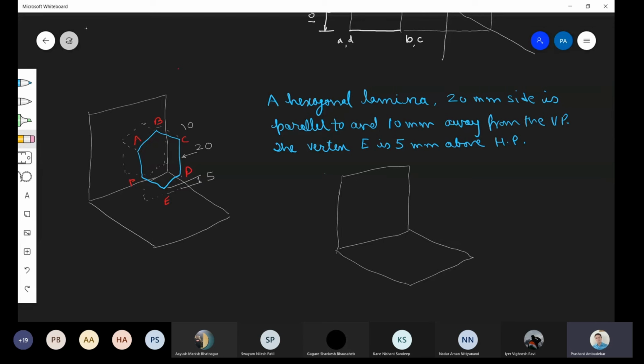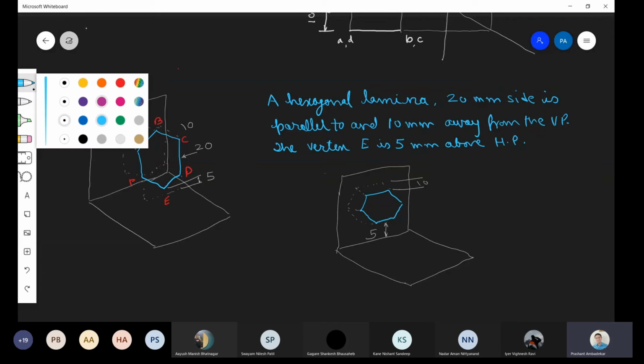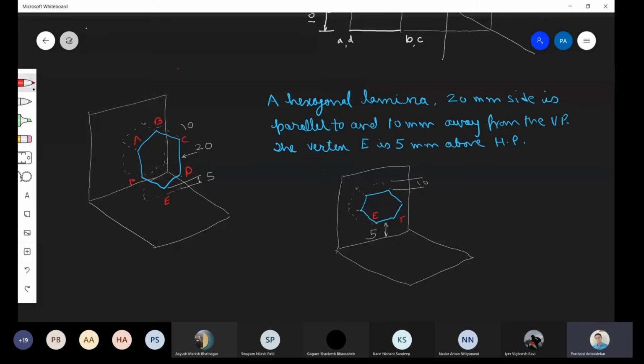What if I draw it like this? That we have taken as 10. Okay, 10. And let me take this as 5. And what we said, E, correct? So let this be E. Then this is F, D, C, B, A. And if this is the solution, is the solution wrong?